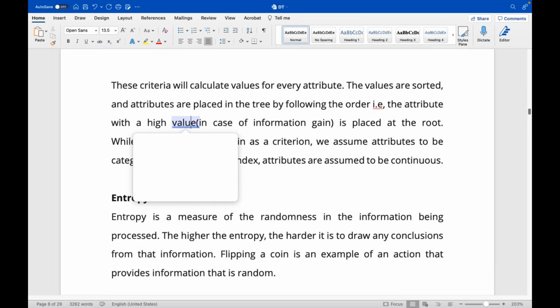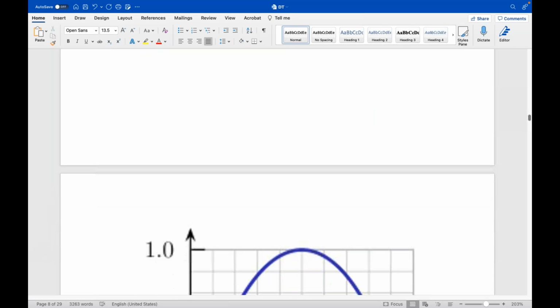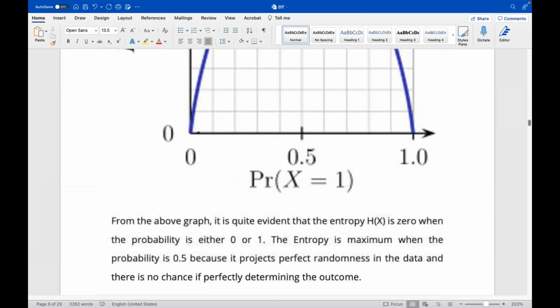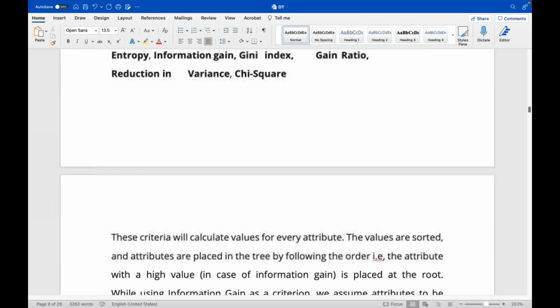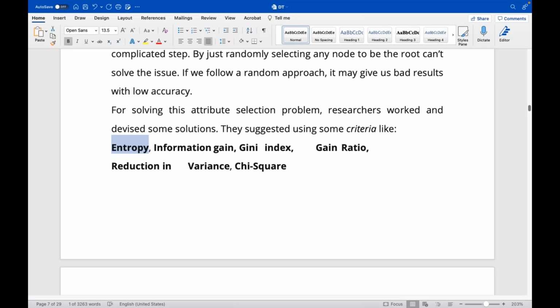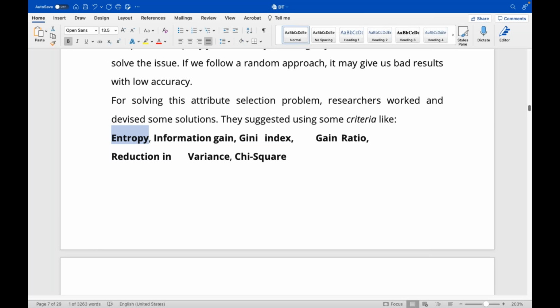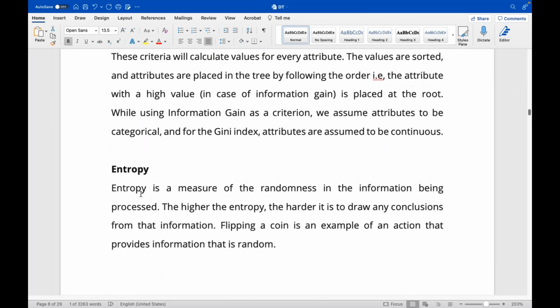So I think you are wondering what entropy is, what information gain is, and what the Gini index is. You are getting some doubts, right? So entropy means randomness. Just read this one: entropy is the measure of the randomness in the information.